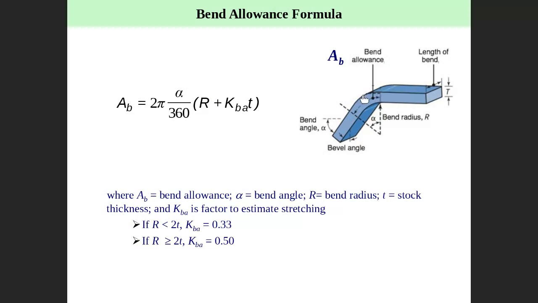This AB, we call it the bending allowance. This distance AB can be obtained by using this equation: 2 pi alpha divided by 360 multiplied by (R plus KBA times T). Alpha is this one and this one, exactly the same. R is the bend radius, this one, plus T, the thickness of the sheet.